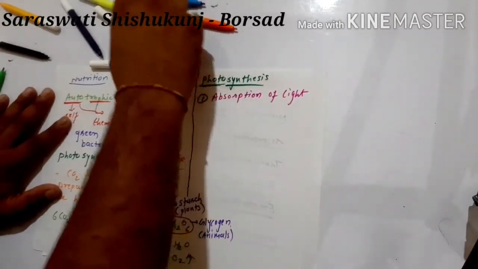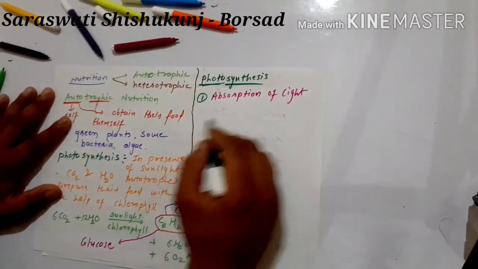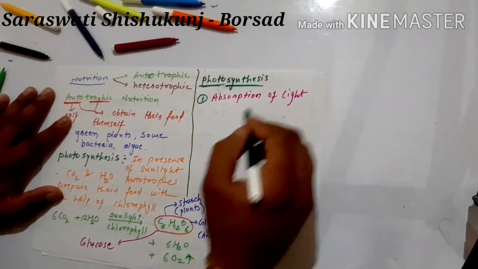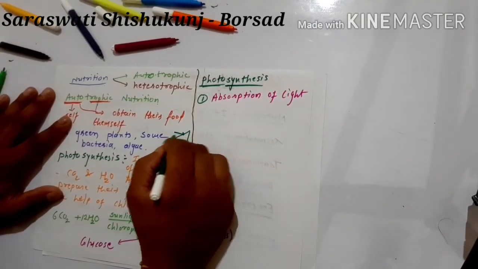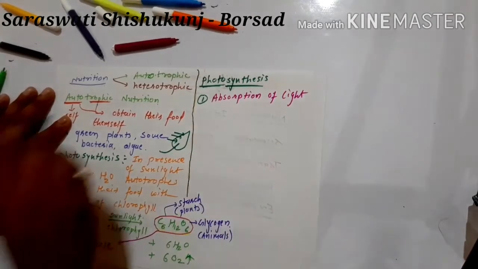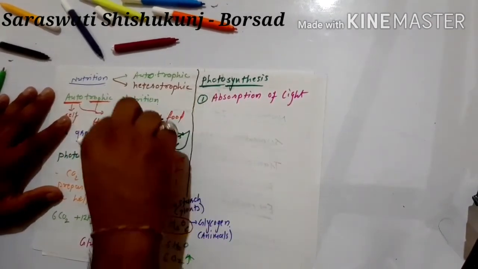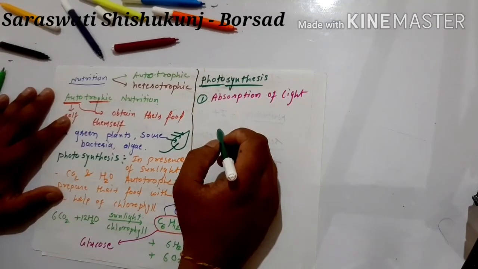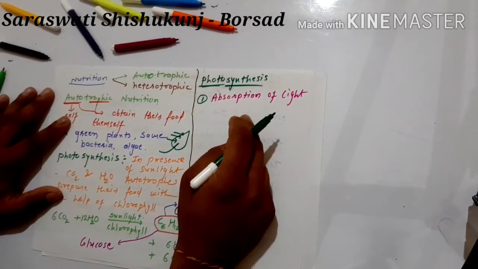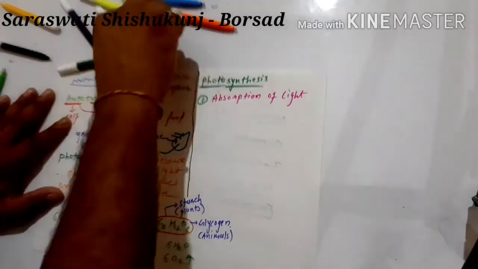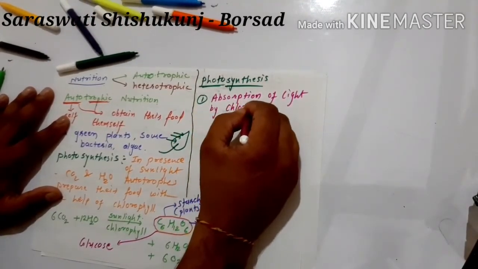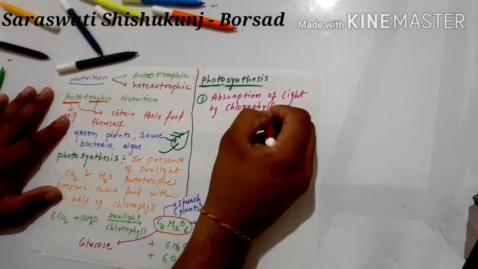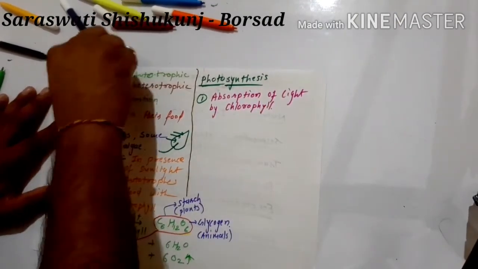What happens is, the leaf which we have, in the first step, is going to absorb the sunlight. So this is our first point, absorption of sunlight, right? The absorbing of light energy is done by chlorophyll, which is present in plants.